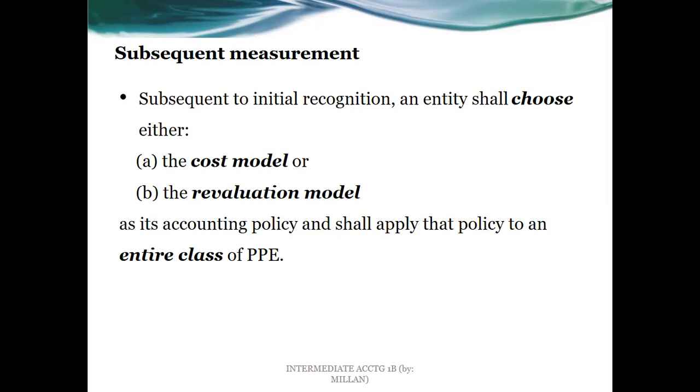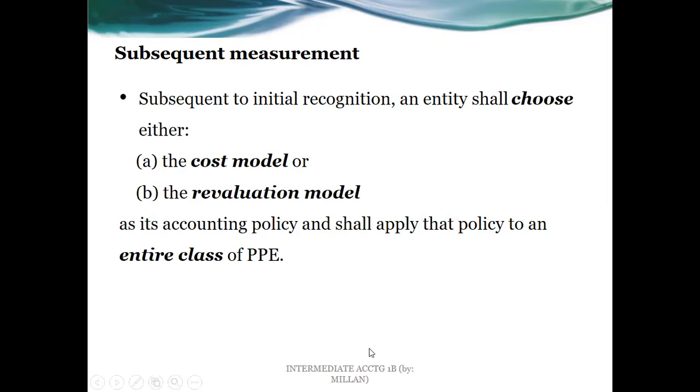Is it possible to have a mixture of the two? Yes, because as said, it shall be applied to an entire class. So it's possible that the cost model, let's say, will be applied for buildings, but then for the land, the company chose the revaluation model. The revaluation model is something nice because it would update the values of the property, plant, and equipment.